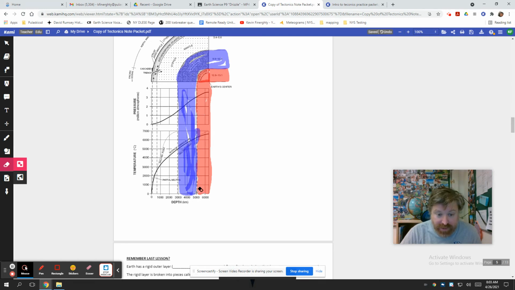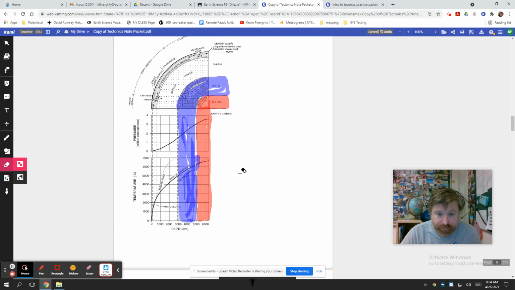What if I had to do the thickness? If I had to do the thickness of this layer, I'd say, well, if I know this depth and I know this depth, I could figure it out. You could just subtract the two to figure it out.